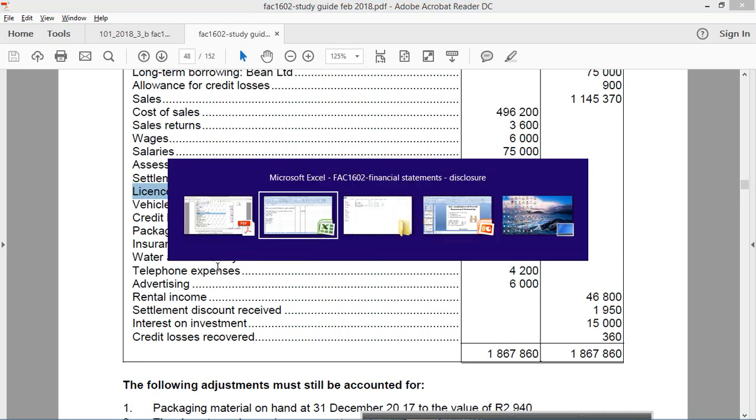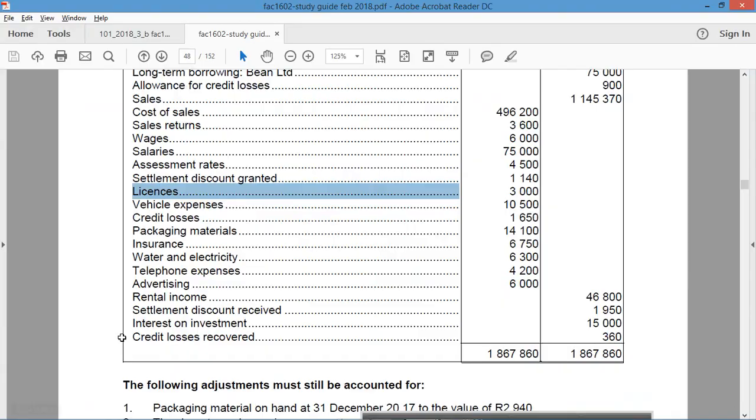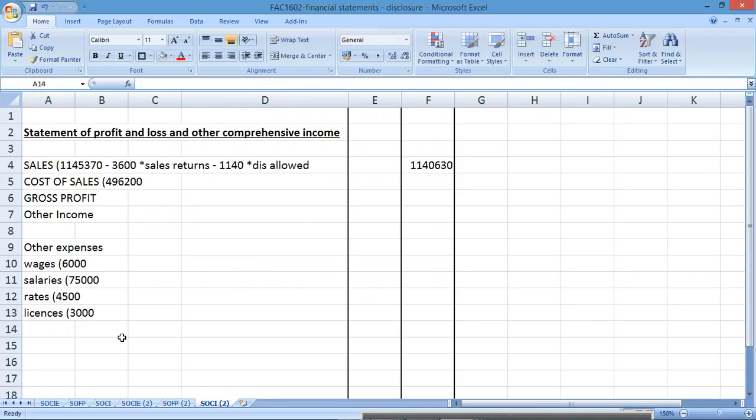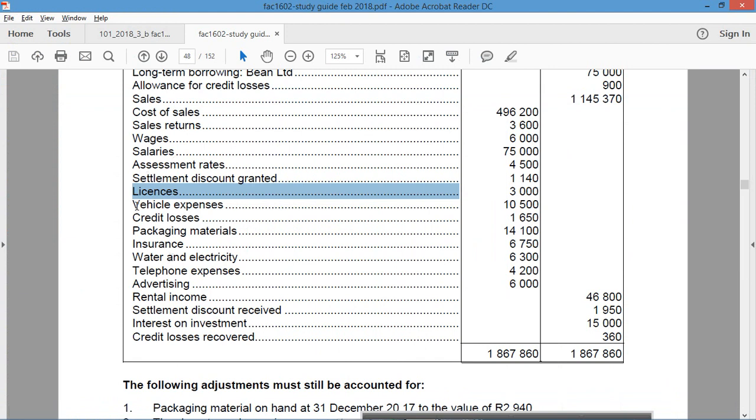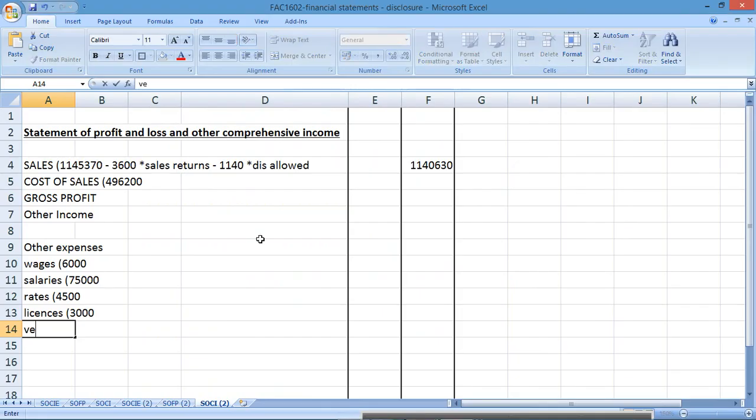Licenses is expense. Licenses, how much? 3,000. Okay, next. Vehicle expense. 10,500.